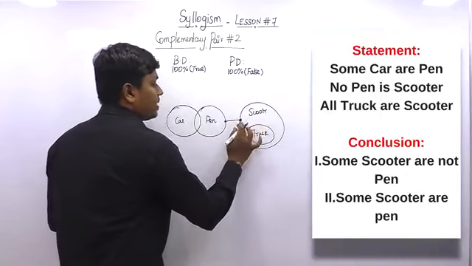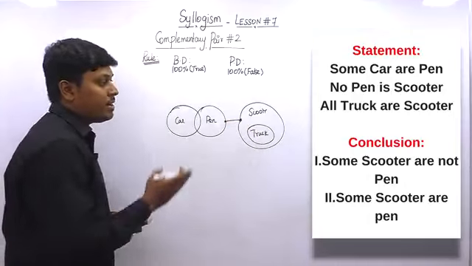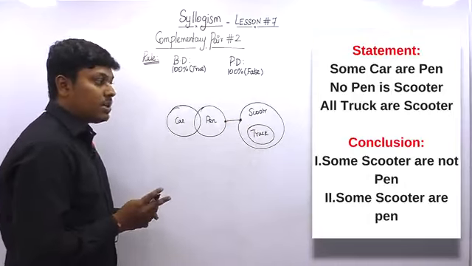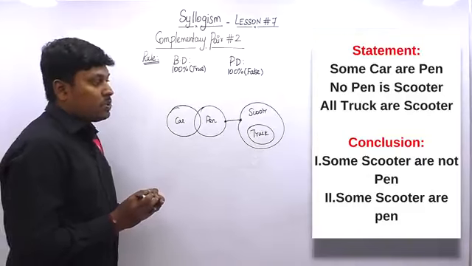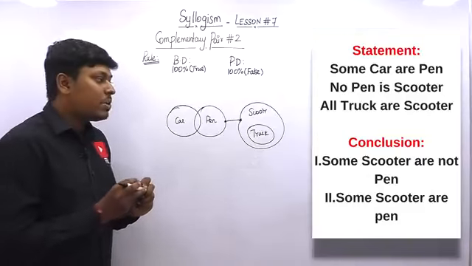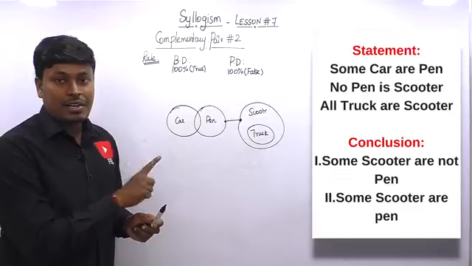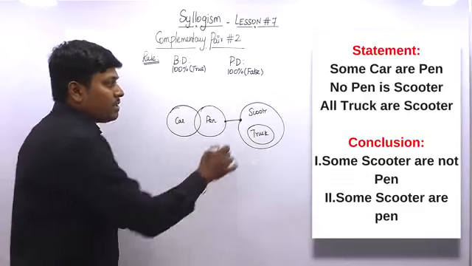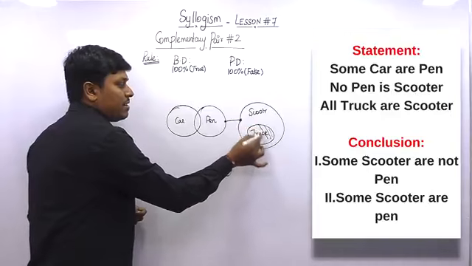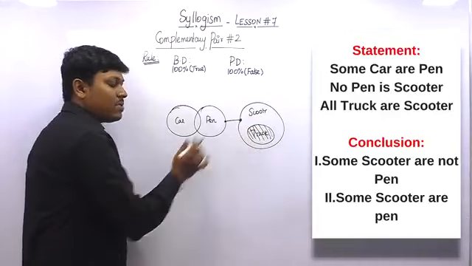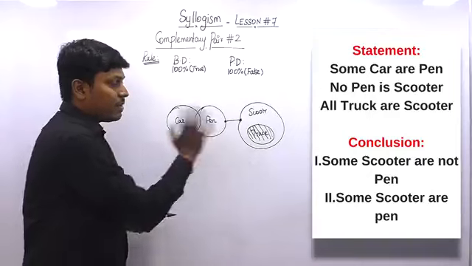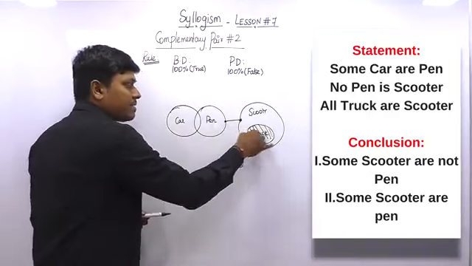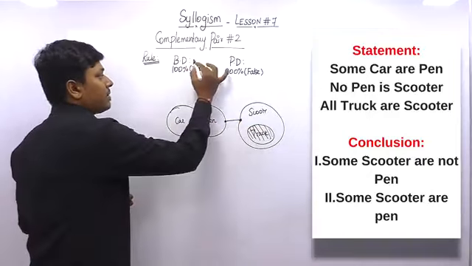So finally we have drawn the basic diagram for the given statement, right? So conclusion number 1, some scooter are not pen. Conclusion number 2, some scooter are pen. So it looks like a complementary pair. First let me check conclusion number 1, some scooter are not pen. Some scooter will be this complete region. They are saying that this complete region is not pen. Yes, it is exactly correct. According to the basic diagram, some scooter, this complete region, is not pen is correct.